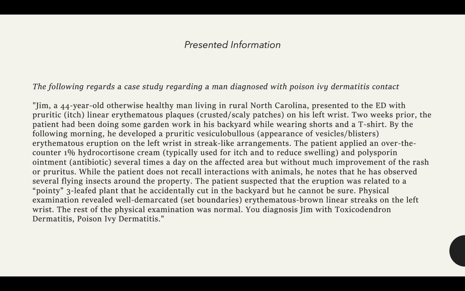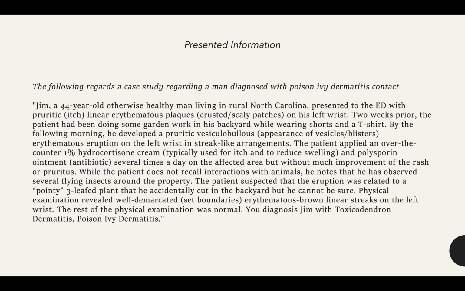The following regards a case study about a man diagnosed with poison ivy contact dermatitis. Jim is a 44-year-old healthy man living in a rural North Carolina area who came in with itchy linear crusted patches on his left wrist. Two weeks earlier, he was working in his backyard garden while wearing shorts and a t-shirt.